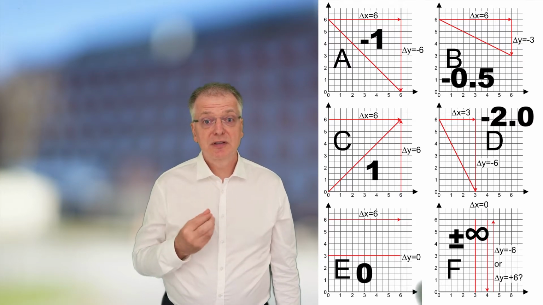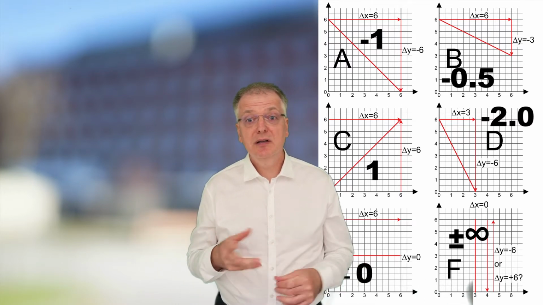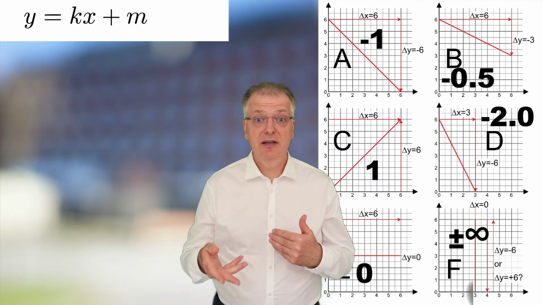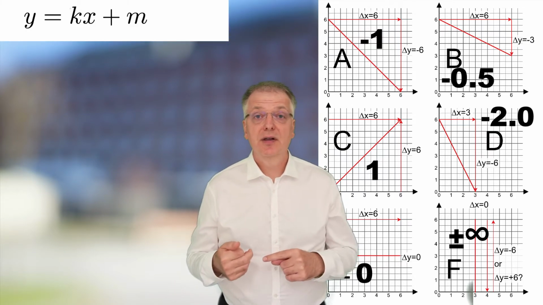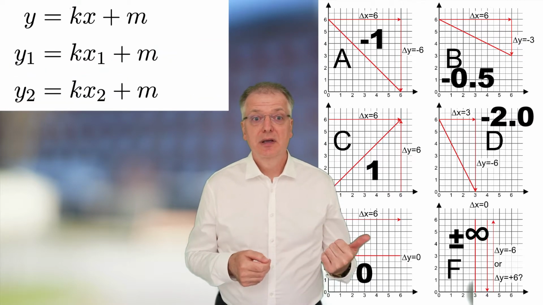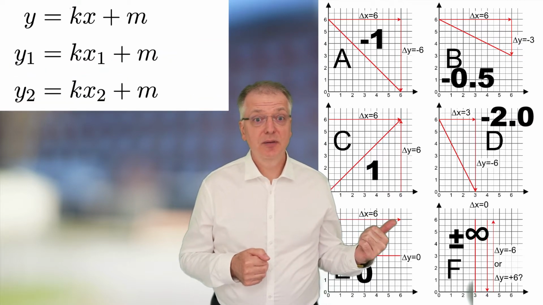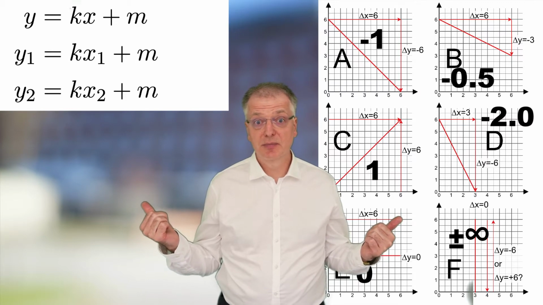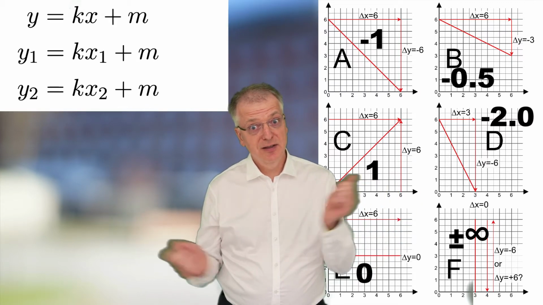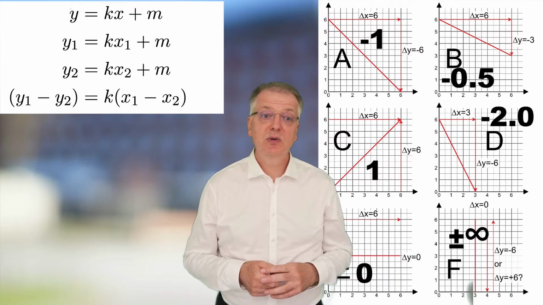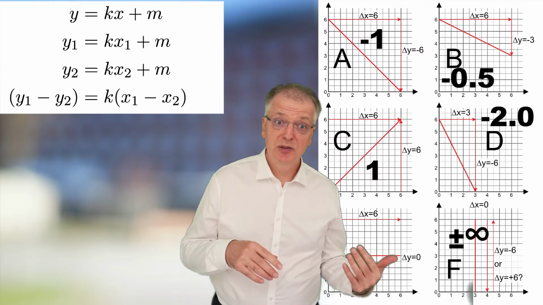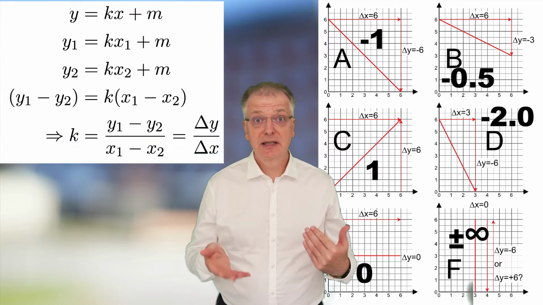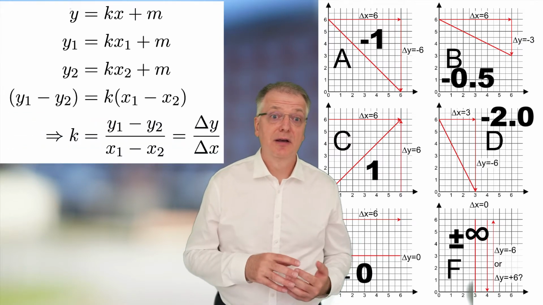If you have difficulties remembering that the slope is delta y divided by delta x, remember that y equals k times x plus m. Thus you can write y1 equals k times x1 plus m and y2 equals k times x2 plus m. Subtract the second equation from the first and you get y1 minus y2 equals k times (x1 minus x2). In other words, k equals delta y divided by delta x.